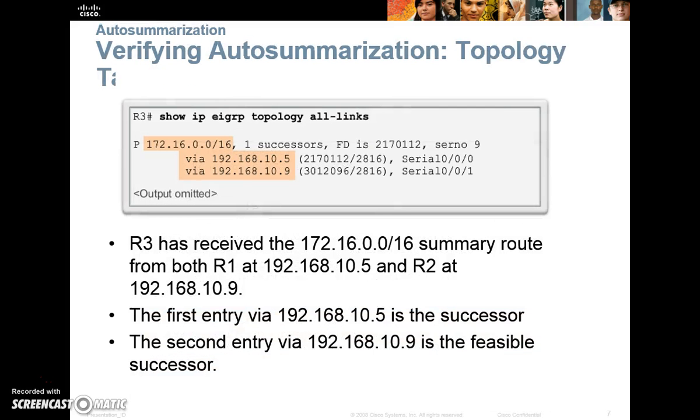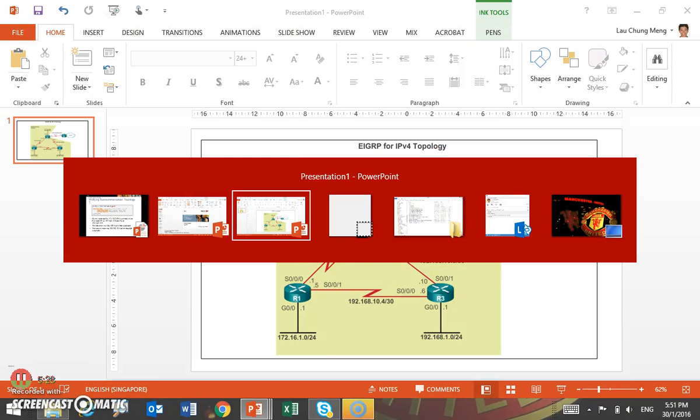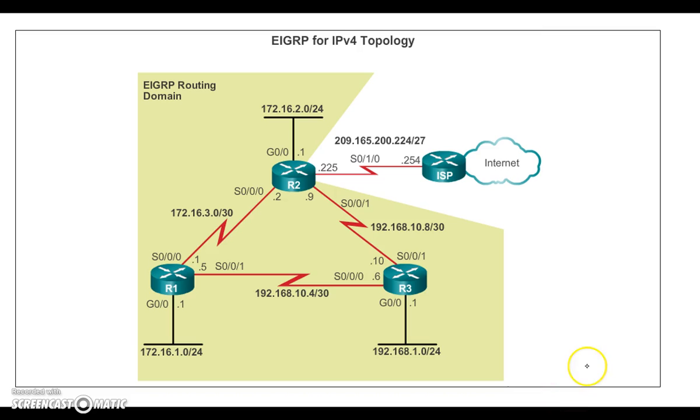Another way to check is the topology table. In R3, let's say we do a show ip eigrp topology all-links. Remember, all-links will show you all the routes, including the successor routes and the feasible successor routes. In this case, R3 has this network, and it has been summarized to the /16.